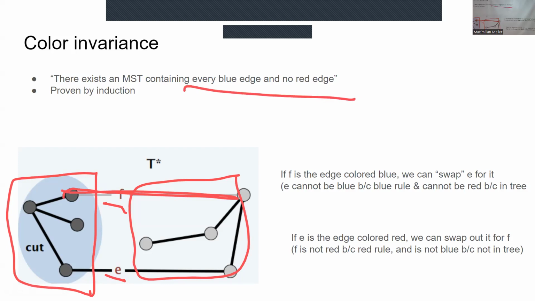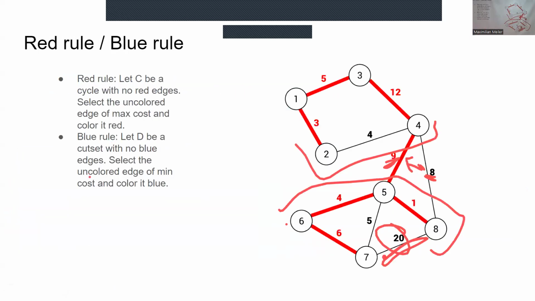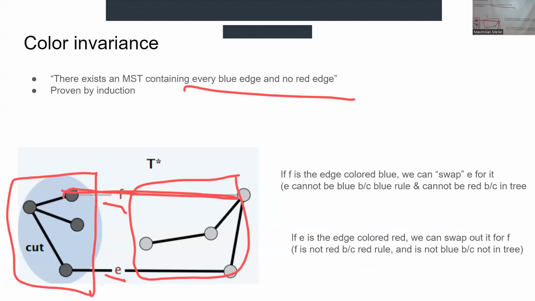Now, how do we do this while still satisfying this? You can actually recognize that E has to be an uncolored edge. That's because, one, you're applying the blue rule on this cut set, which means that inherently E cannot be blue, because the blue rule literally says no blue edges in the cut set. So E can't be blue. And also E was in the tree, so it can't be red. So we know E is uncolored and we can just swap it for F.